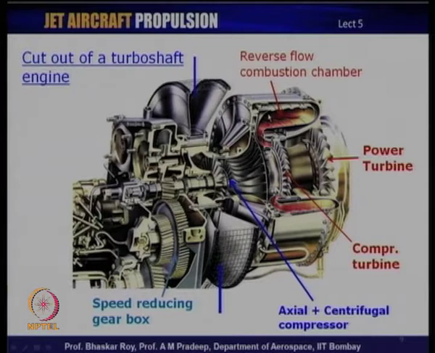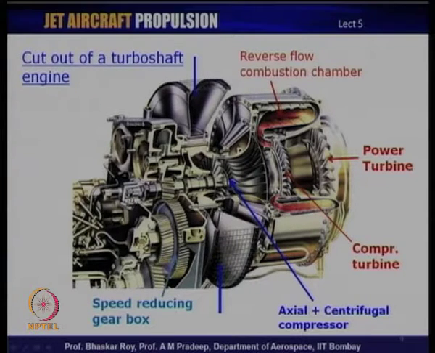So, this combustion chamber is something like a wrap around combustion chamber around the entire engine. It is a combustion chamber that wraps itself around the entire engine, inside which you have the turbine, and as a result this is typically a reverse flow combustion chamber, which, as I mentioned, then delivers the hot gas into this turbine. Now, this is the compressor turbine. This compressor turbine runs this compressor combination of axial and centrifugal flow.